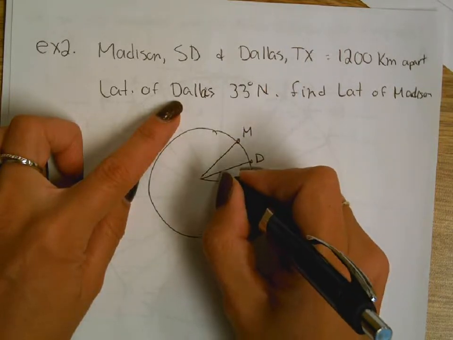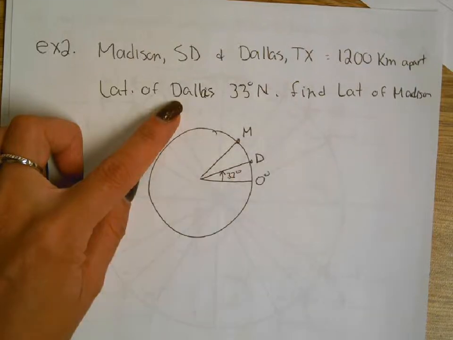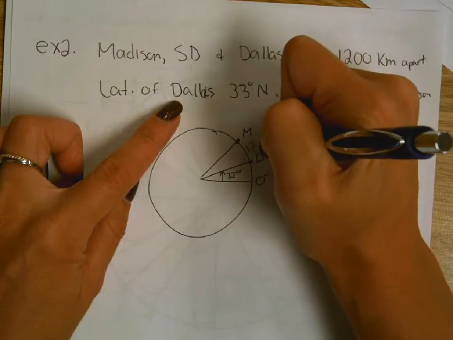And we know this is 33 degrees. And we know the distance between them is 1,200.